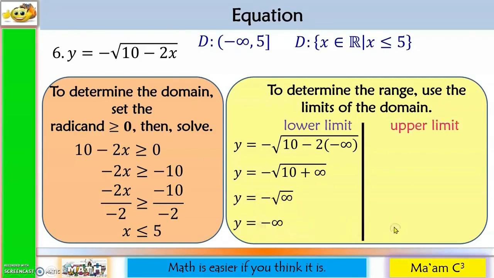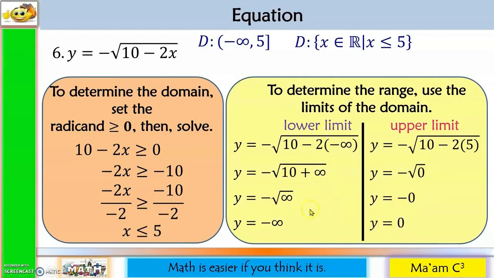Now for the upper limit, let us substitute 5 this time for x. So y equals negative square root of 10 minus 2 times 5. 2 times 5 is 10. So 10 minus 10 is 0. So y equals negative square root of 0. And square root of 0 is 0. So y equals negative 0. But we do not have negative 0. So y equals 0. So our lower limit is negative infinity and our upper limit is 0.